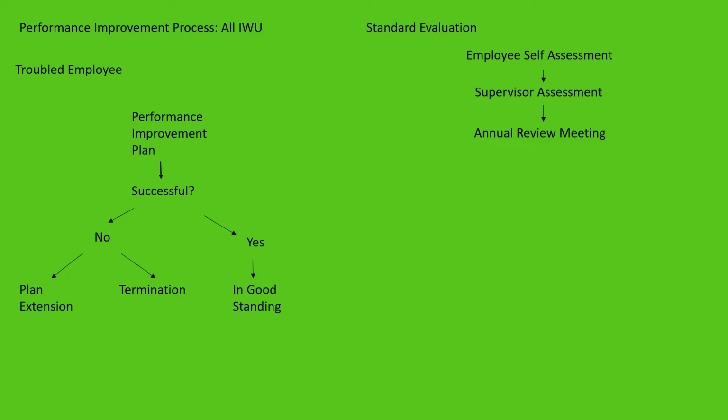And there's the standard evaluation, which only occurs once a year, typically towards the end of the fiscal year in June. And this consists of 3 stages: employee self-assessment, supervisory assessment, and then the review meeting where both assessments are reviewed and goals are set and progress from the previous year's goals evaluated.